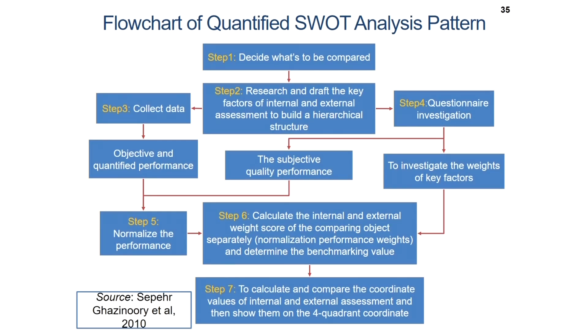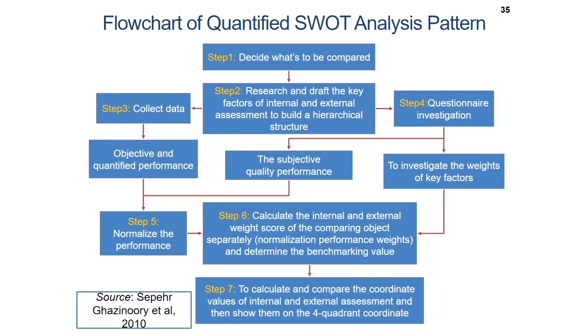This is a flow chart of the quantified SWOT analysis pattern, the steps. This can be taken as a framework which can be adapted to various research problem areas that we decide to take. In step 1, we decide what is to be compared. Step 2, research and draft the key factors of internal and external assessment to build a hierarchical structure. In step 3, we collect the data. Step 4, we carry out the questionnaire investigation.